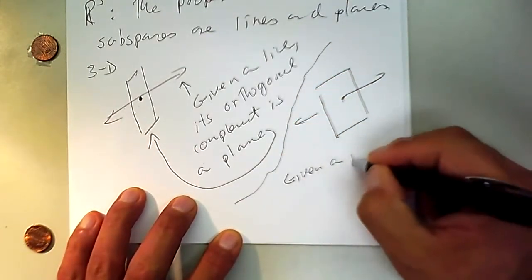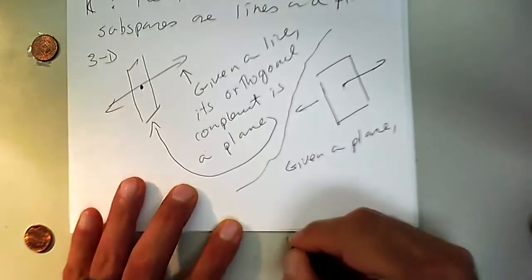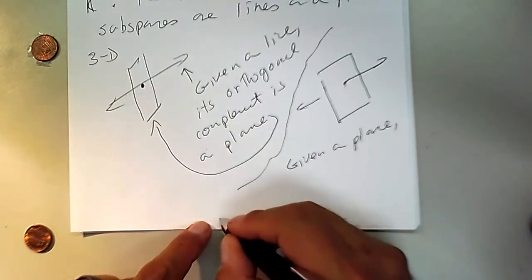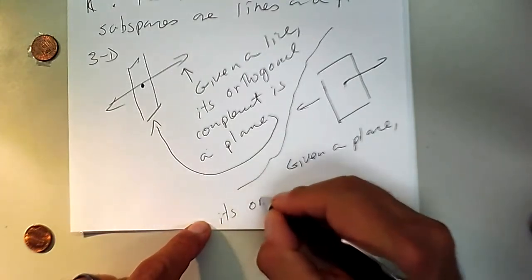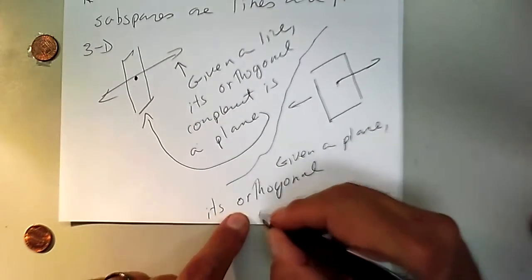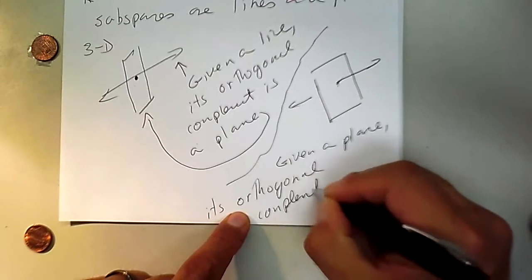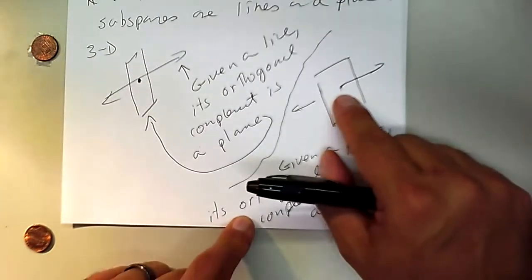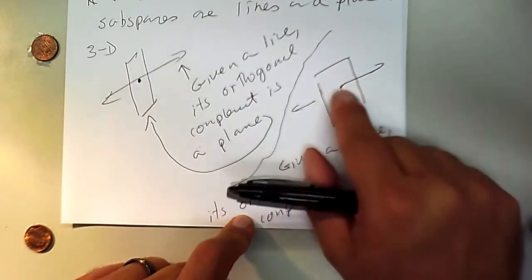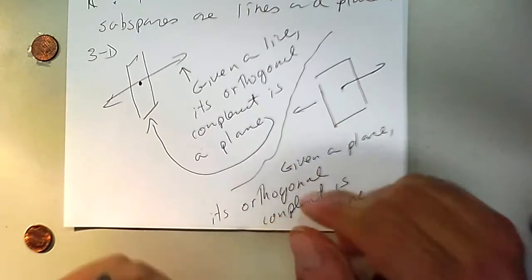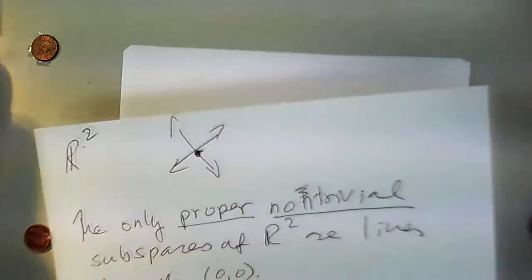Given a plane, its orthogonal complement is a line. And it's going to be a line through 0, 0, 0, and it is going to be at perfectly 90 degrees relative to the plane. So let's do a couple of examples of that.